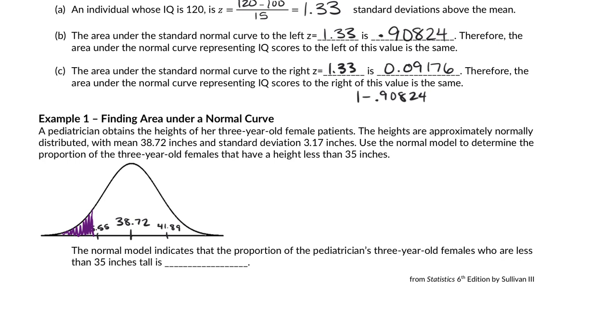That means this is an easy one. The work you would show me here is as follows. We need to calculate the z-score for the random variable of 35. So we're going to do the random variable x, so 35, minus mu, 38.72, all divided by sigma, 3.17. What is the z-score for the random variable 35?